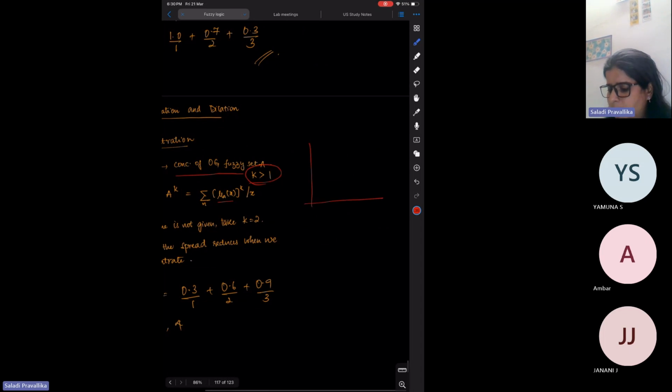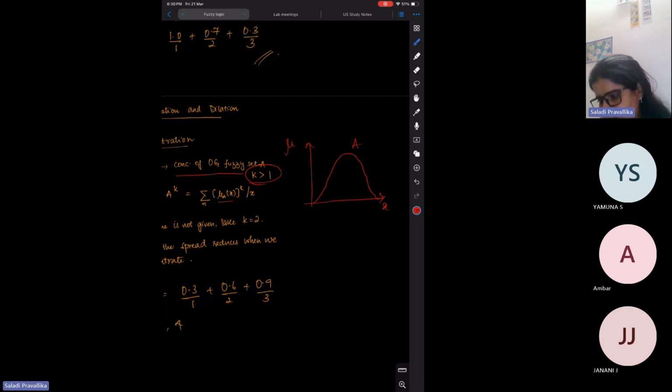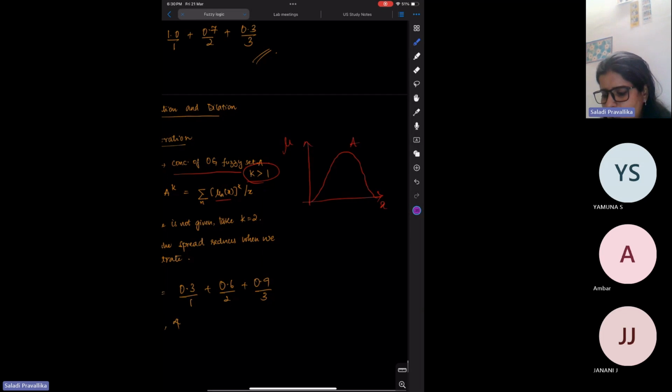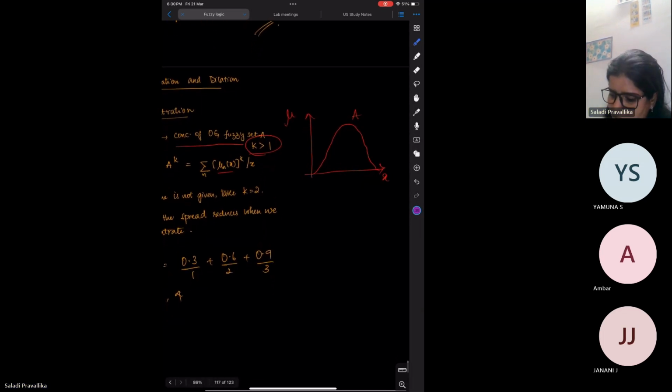Let us have a look. These are our membership values and these are our x values. Let us say we have A of this sort. If I want to find the concentration of A, essentially what happens is that the spread is going to decrease. So this is, let's say, A square.